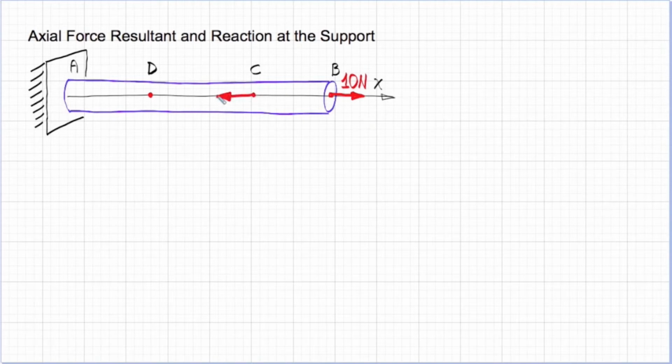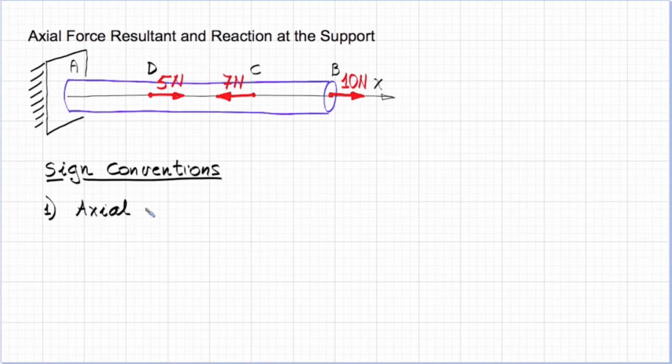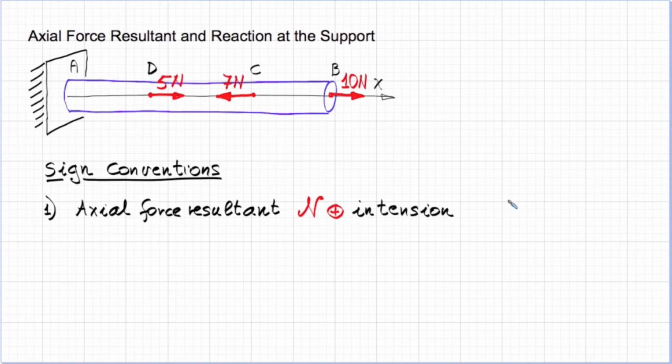So let's say that at sections B, C, and D, there are forces acting in the direction indicated of magnitude respectively 10 newtons, 7 newtons, and 5 newtons. Before we move forward, let's talk a little bit about sign conventions. We discussed in lecture the fact that axial force resultants are considered positive if the bar is in tension. So that means that if we cut the bar at any section, the positive axial force will be coming out of the cut section of the bar.